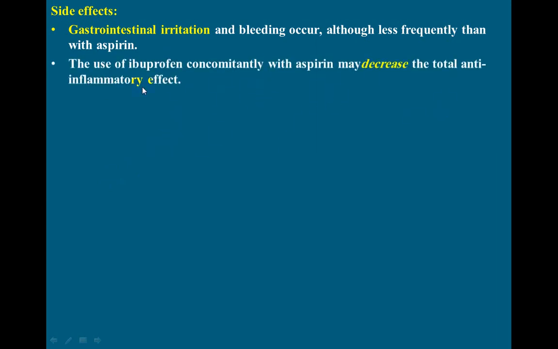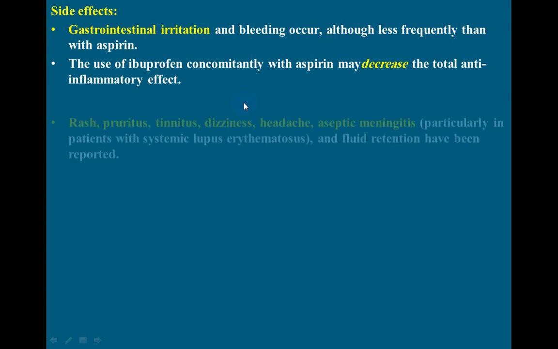The first common side effect, as with other non-steroidal anti-inflammatories, is gastrointestinal side effect and bleeding, although less frequently than with aspirin. The use of ibuprofen concomitantly with aspirin may decrease the total anti-inflammatory effect. So the first side effect is GIT. Second, decreased anti-inflammatory activity when combined with aspirin.